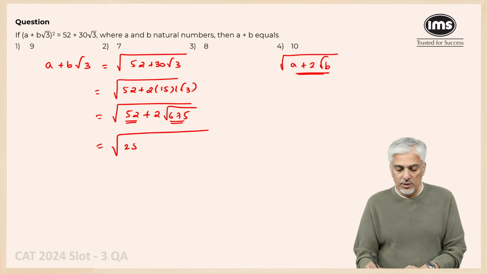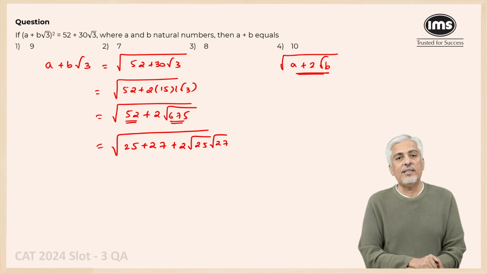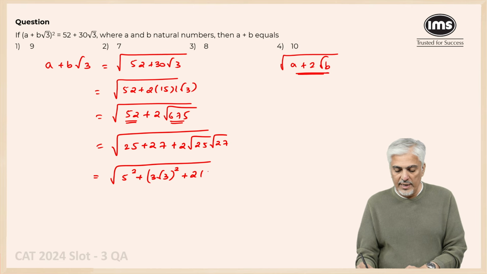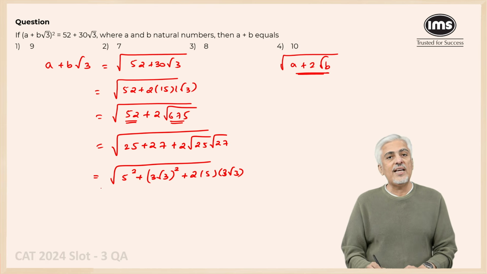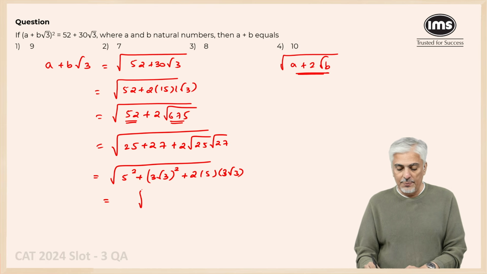So you can write 52 as 25 plus 27 and this as root of 25 into root of 27. Now what can 25 be written as? It can be written as 5 square. 27 can be written as 3 root 3 square. This is 2 into 5 into 3 root 3. So if you notice, what have we got? We've got a square plus b square plus 2ab, which is nothing but a plus b the whole square. So this whole thing can be written as 5 plus 3 root 3 the whole square.